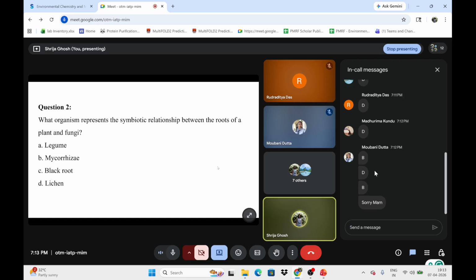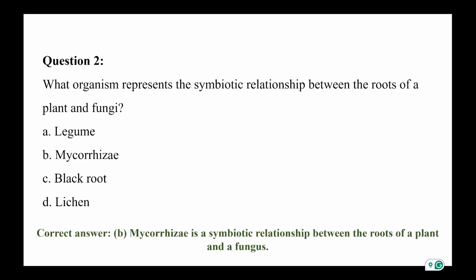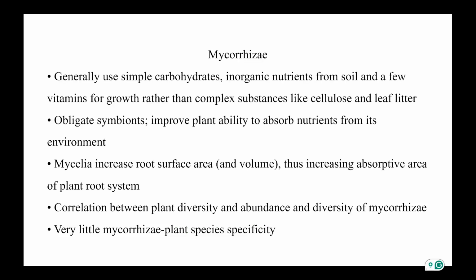Okay, the correct answer is option B, mycorrhiza. So, mycorrhiza is the symbiotic relationship between roots of plants and fungus. Symbiotic relationship basically means both the parties are being benefited when they are living together. The roots of the plant and the fungus are living in close proximity, and both of them are taking advantage of each other.